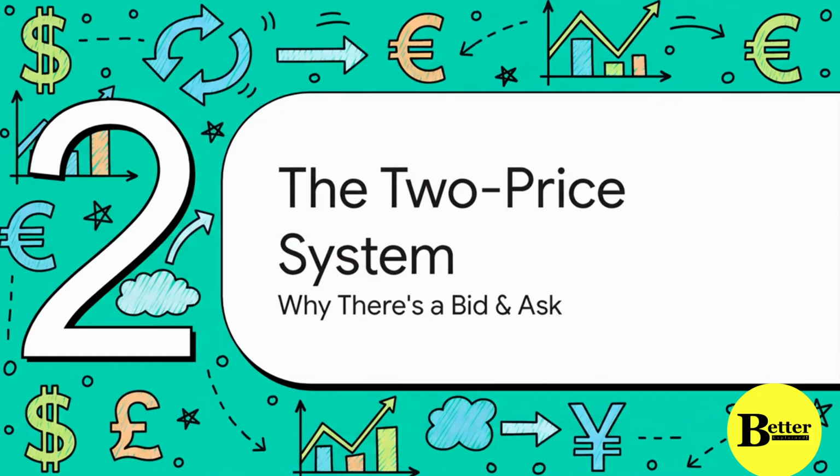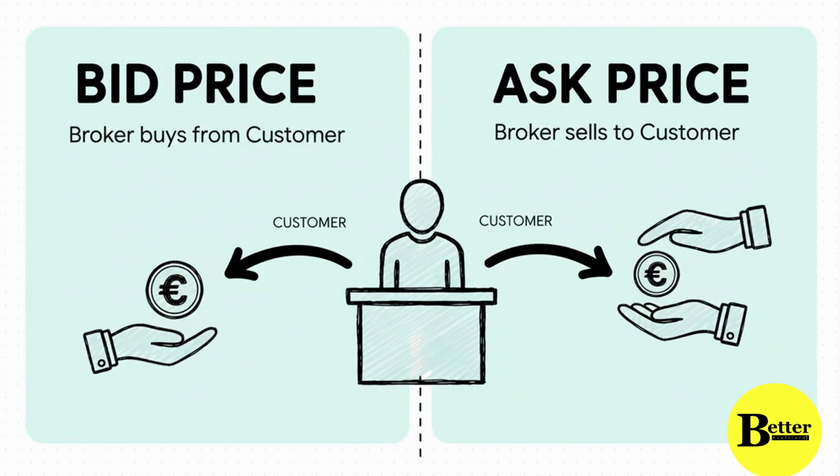Because for every single currency pair, there isn't just one price. Nope, there are two. Let's see how this works. These two prices are called the bid and the ask. And the easiest way to think about it is from the broker's point of view. The bid price is what they are willing to bid to buy the base currency, our euro, from you. The ask price is what they're asking you to pay when you want to buy that same euro from them.